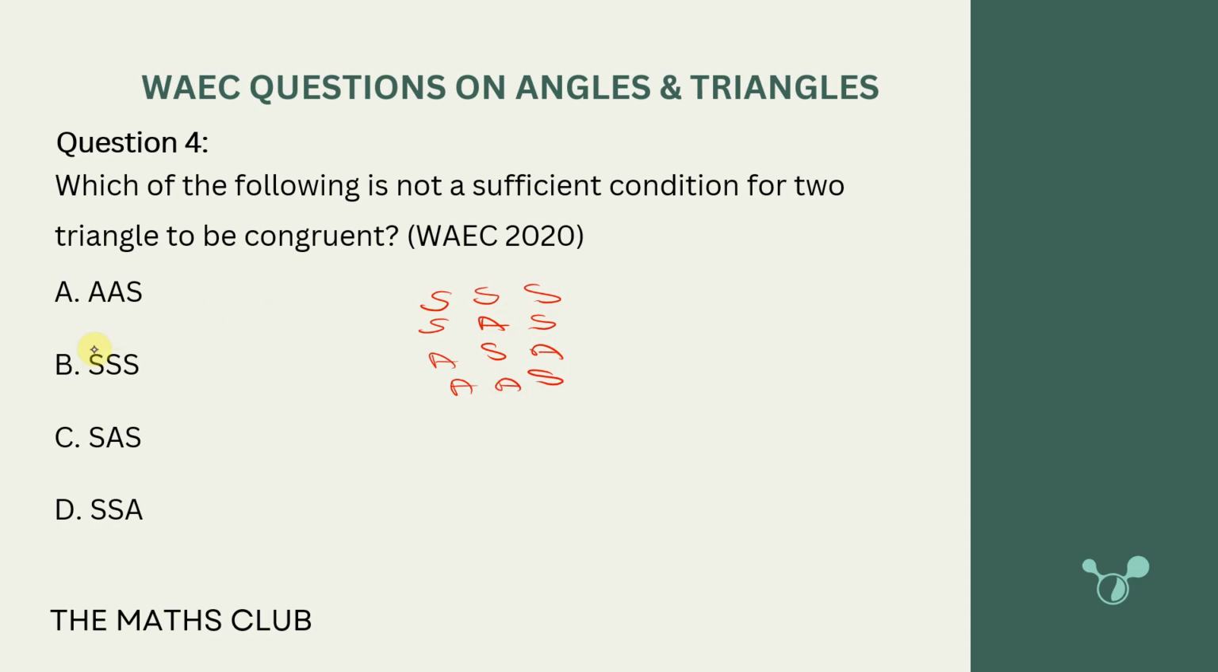So from this, we know that AAS is a condition, so A cannot be. SSS is a condition, so B cannot be. SAS is a condition, C cannot be. Of course, our answer is D, SSA. We don't have anything like that, so that will be option D.